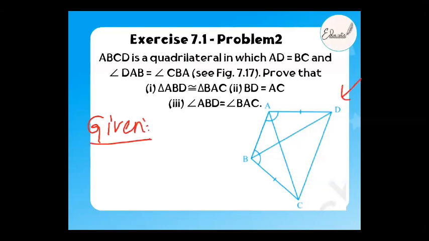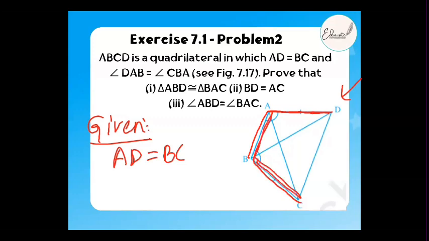AD equals BC. Where is it, beta? It is this one, right? They have already given AD equals BC. Then what else is given? Angle DAB equals angle CBA. Okay, they have given these two angles now. Then prove that triangle ABD is congruent to triangle BAC.